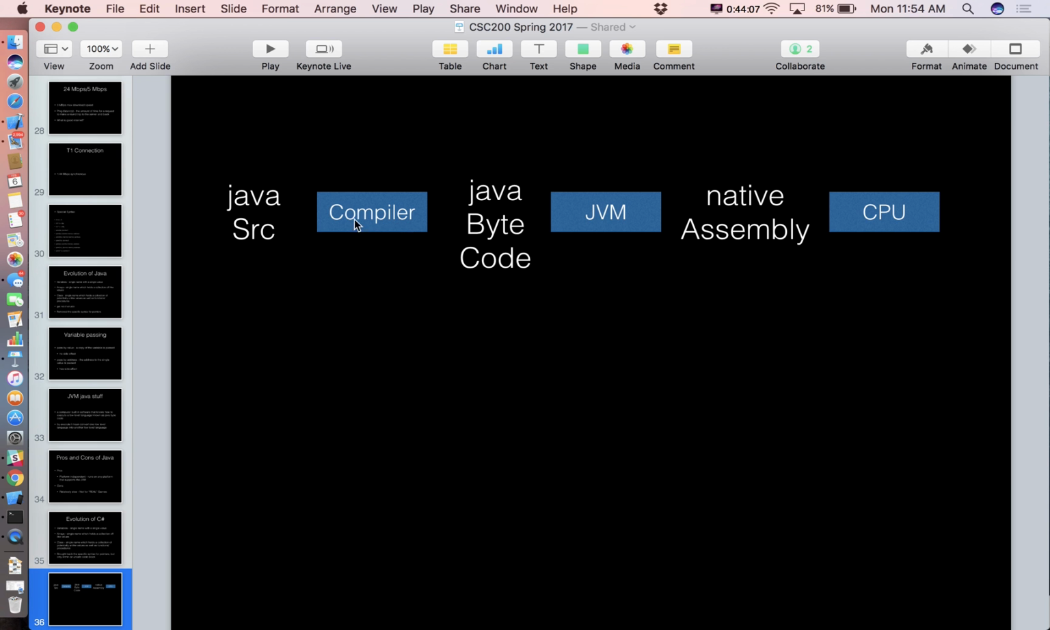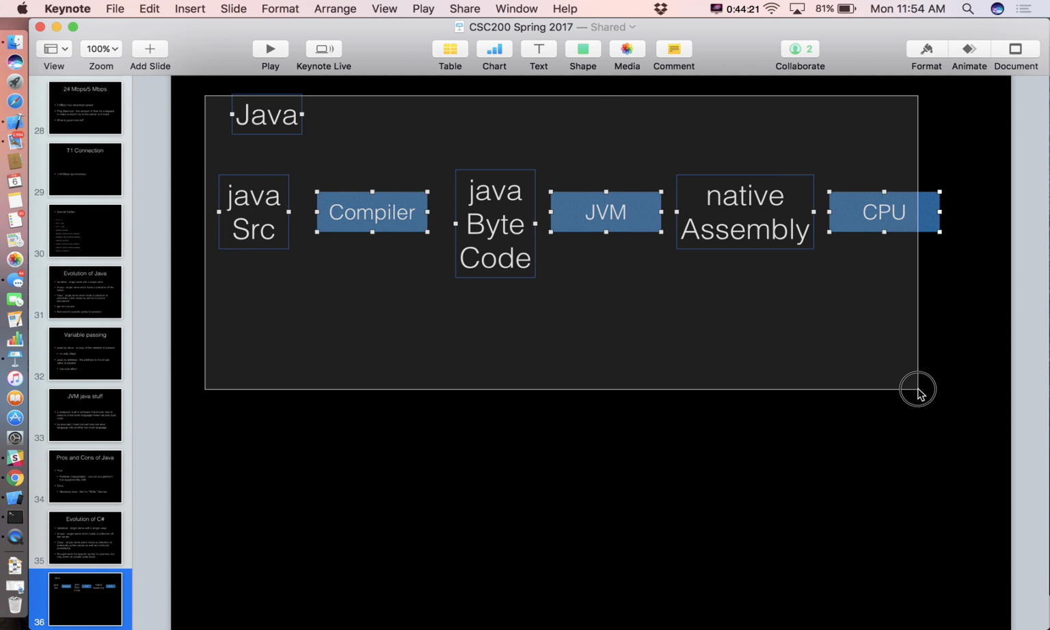All right, so this is a compiled step. This is an interpreted step. So this is Java. And then let me, in our last minute here, show you the C# version of this.